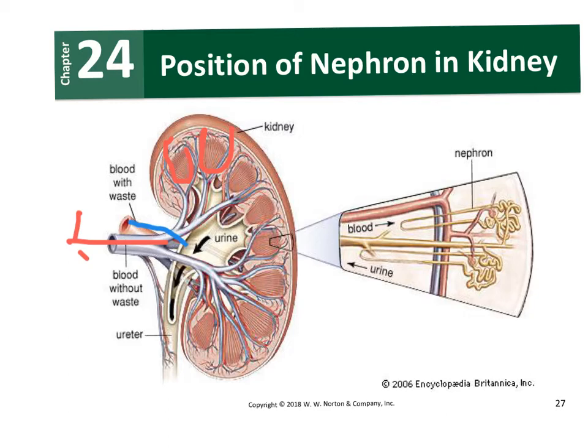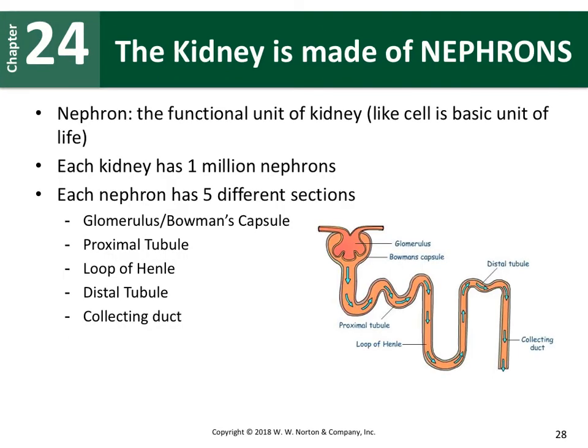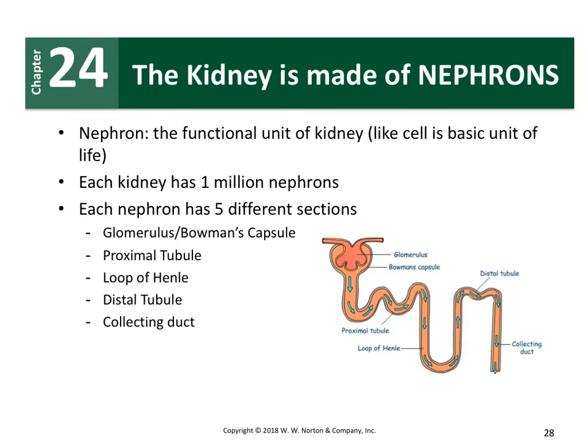So here's a nephron, which has what are called loops of Henle. The blood comes in, waste is taken out, and then sent into the urine, where it's then peed out. This is the basic unit of the kidneys. Each kidney has about 1 million nephrons. Each nephron has 5 different sections: the glomerulus and Bowman's capsule at the very beginning, the proximal tubule, the loop of Henle.